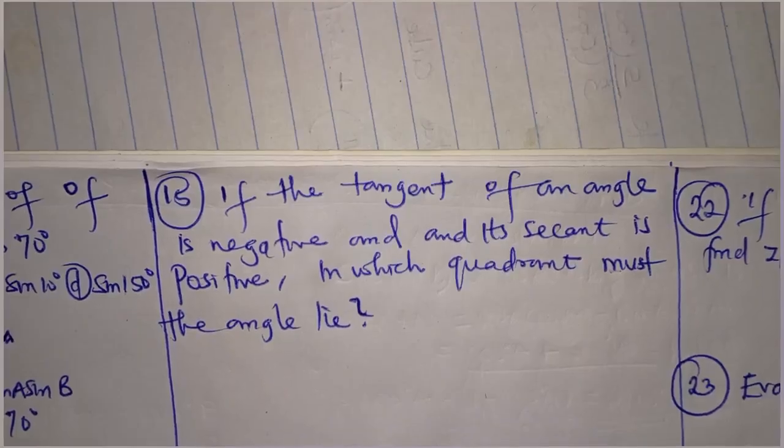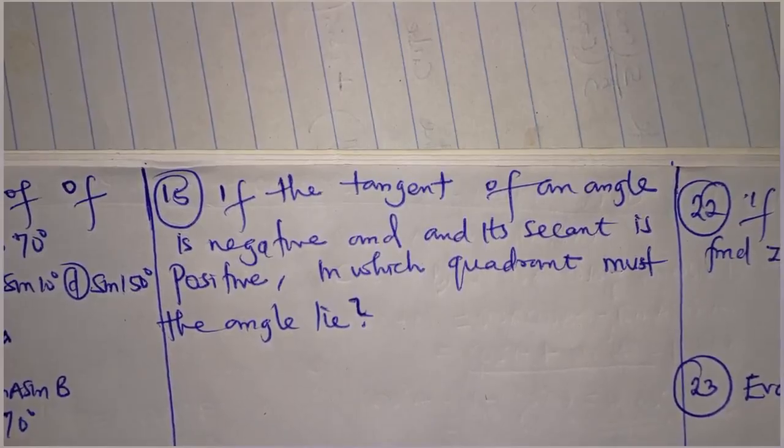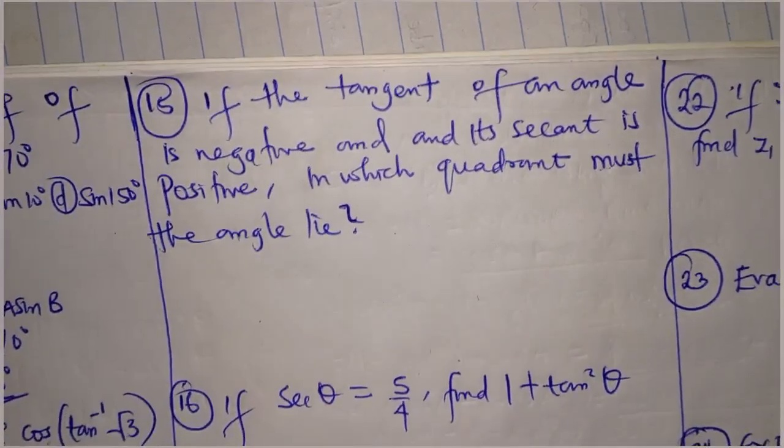Question 15 says, if the tangent of an angle is negative and its secant is positive, in which quadrant must the angle lie? If the tangent of an angle is negative and the secant is positive, in which quadrant must the angle reside? In which quadrant must the angle be? It's a very simple question if I know angles and their quadrants.